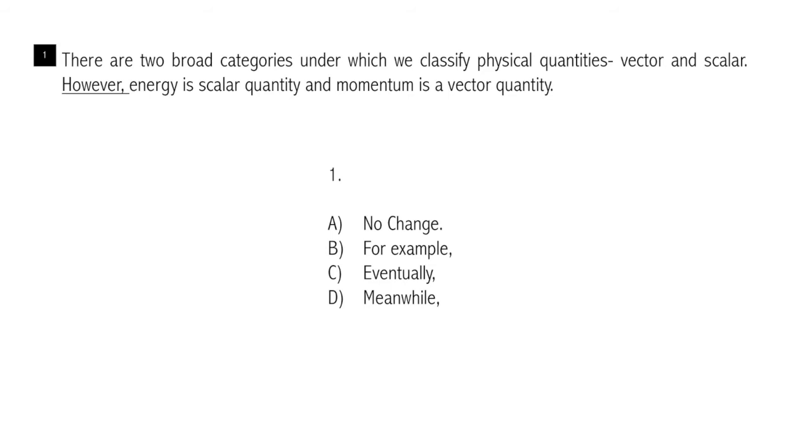We do not use "meanwhile" in sentences like this. So "for example" over here is the best case, and this is the kind of question they ask you about choosing appropriate words in the SAT. "For example" is the best starter, because we're giving an example for a scalar quantity and an example for a vector quantity, right? So the answer is B.